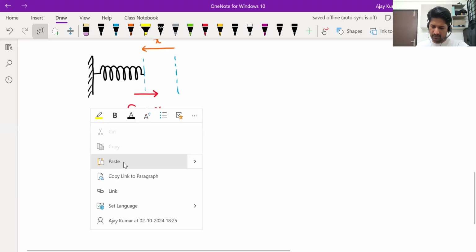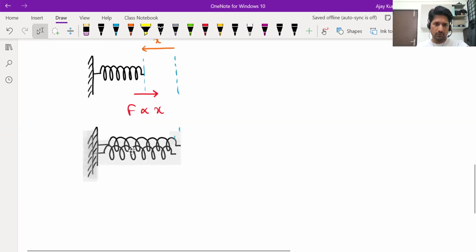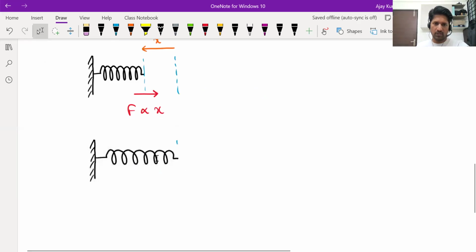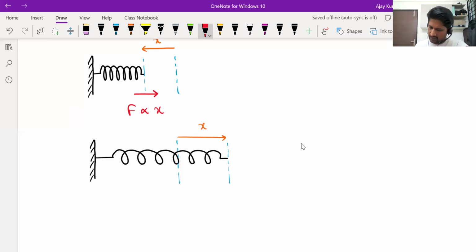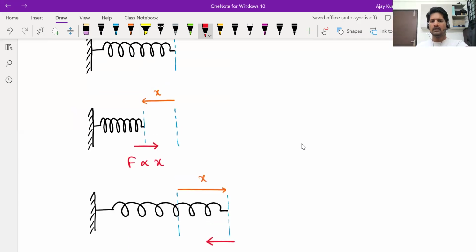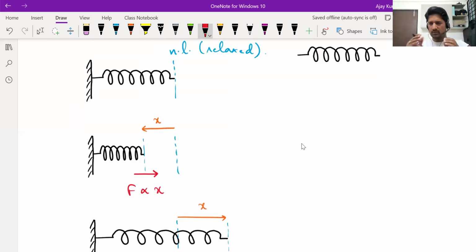Similarly, to stretch a spring also, you need to exert a force on it, to elongate a spring. That means when a spring is elongated, let's say by a distance x, it will be exerting a force in the backward direction now. Towards itself, it will be pulling. And that force by which it pulls is also proportional to x, how much it is stretched. So basically, if you compress a spring, it will push. If you elongate a spring, it will pull.